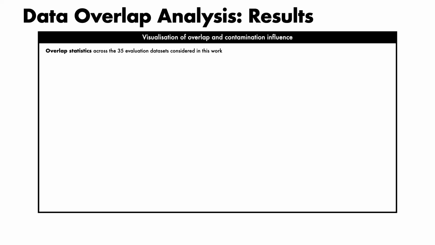Turning next to the results, we find that across the 35 evaluation datasets considered in this work, there is a median overlap of 2.2% and a mean overlap of 3.2% with the pre-training dataset.